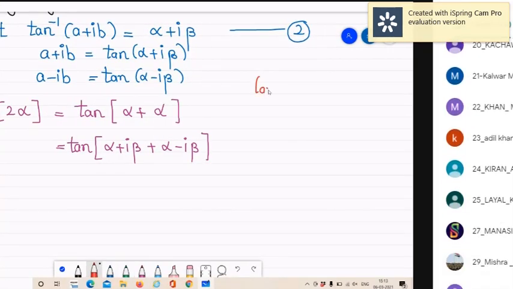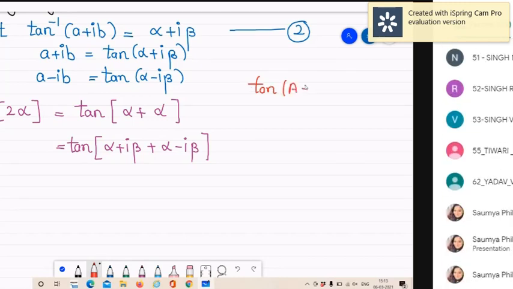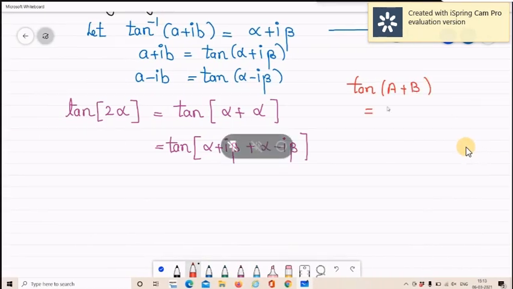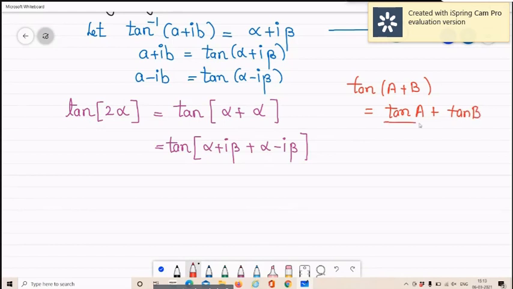So this becomes like your tan of a plus b. What is tan of a plus b? It is tan a plus tan b upon 1 minus tan a into tan b. This is the formula I was talking about. So this is my a, this is my b. So I am going to write the formula now. So what will I get?